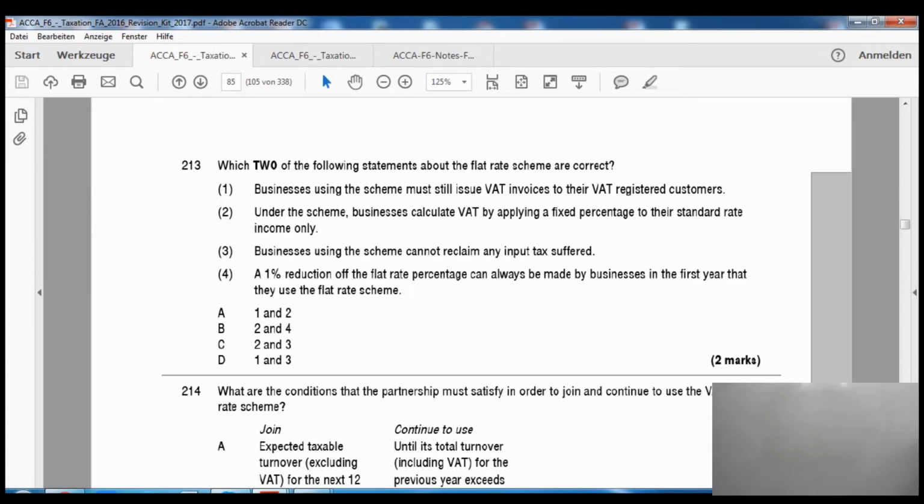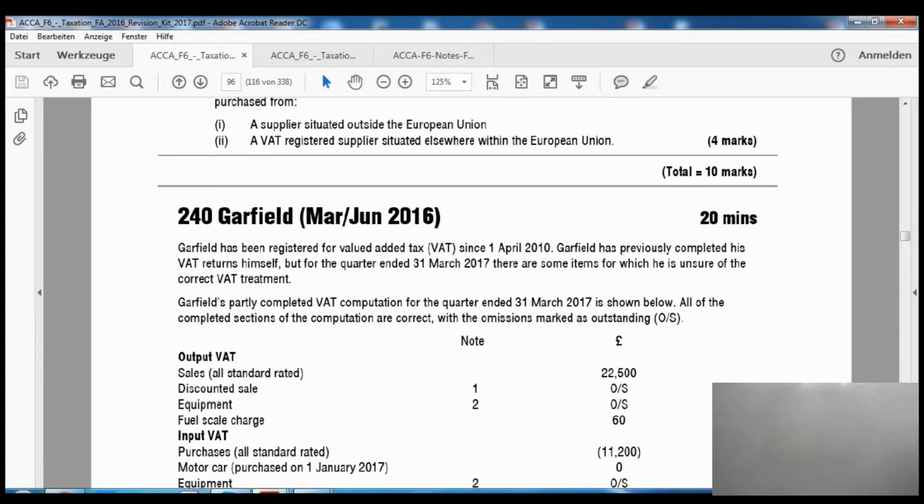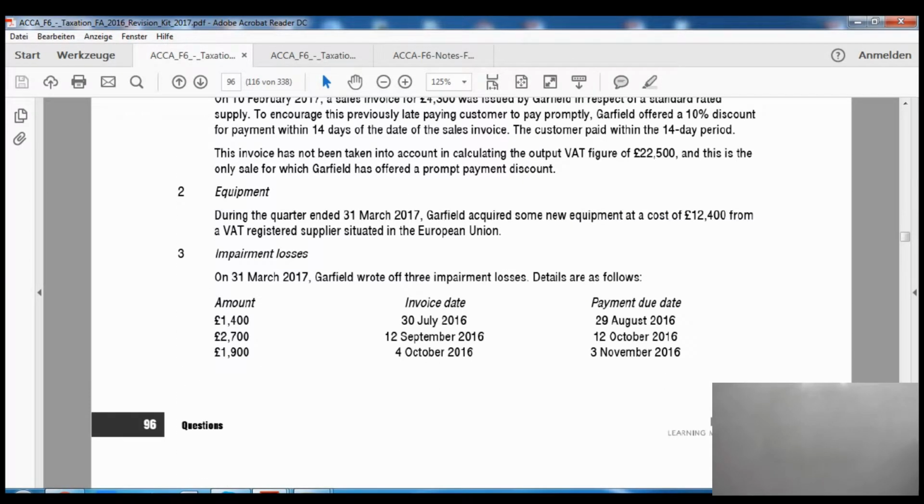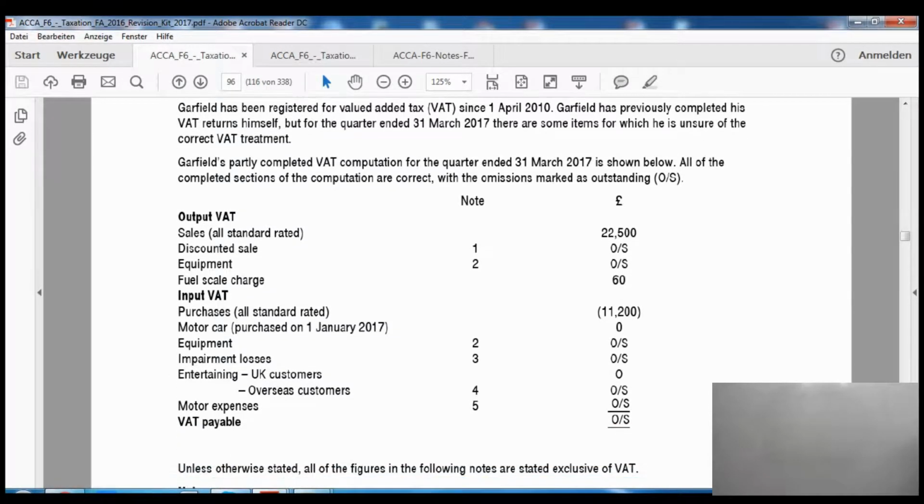It is on value-added tax. Most questions are MCQs, but this question which we are going to do is not an MCQ question. In part A it says calculate the amount of value-added tax payable by Garfield for the quarter ended 31st of March 2017. So how much value-added tax does Garfield have to pay? Let's see. Garfield has been registered for value tax purposes since 1st of April 2010. Garfield has previously completed his VAT return himself, but for the quarter ended 31st of March 2017, there are some items for which he is unsure what to do with them.